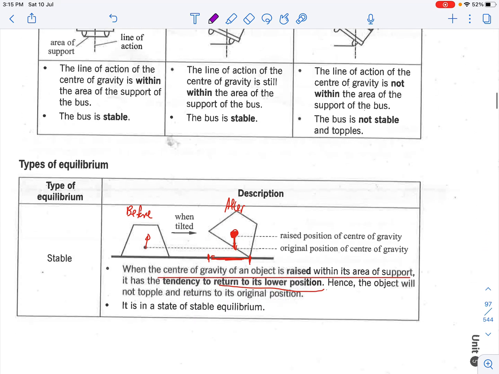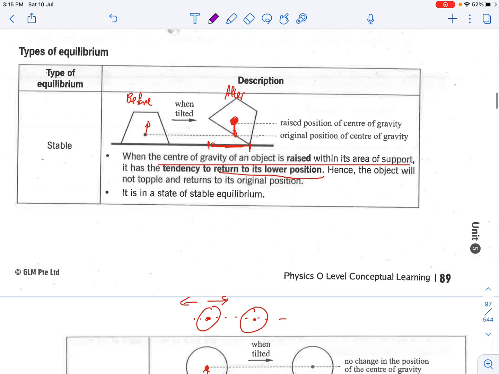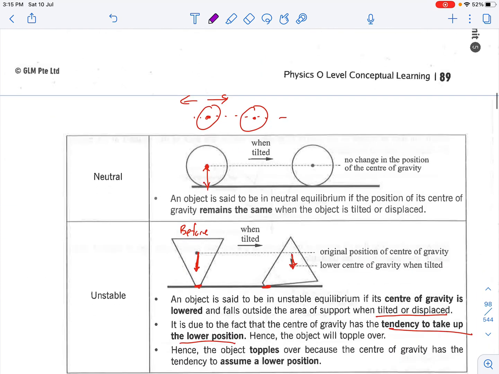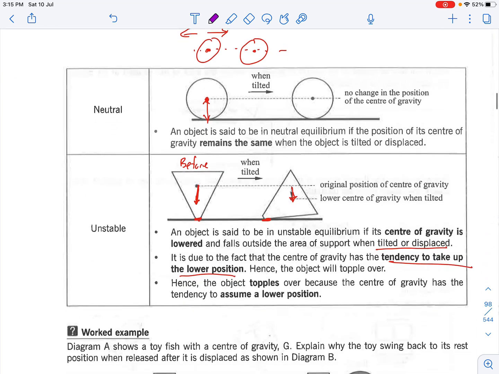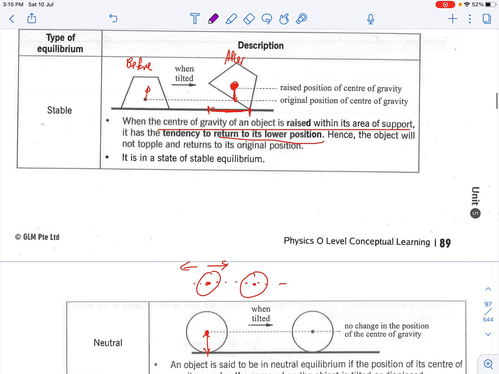therefore it shouldn't affect that much. Okay, then we look into types of equilibrium. We have three main types: stable equilibrium, neutral equilibrium, and unstable equilibrium. Stable equilibrium is when, whenever you change the position of the center of gravity, when you raise it, it will still have a tendency to return to its original or lower position. So this is what we meant by stable.